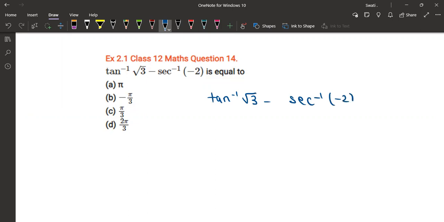Sec inverse minus 2. If you think, after solving so many questions, you have the confidence that you can do these questions on your own, make sure you pause this video, do it on your own, and check whether you're getting the same answer or not.